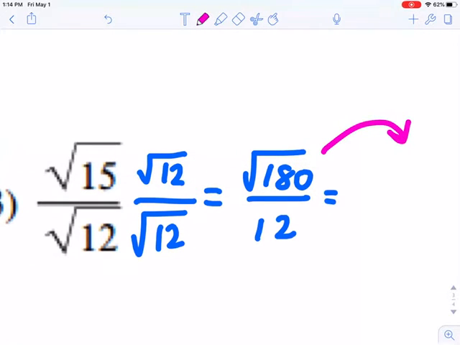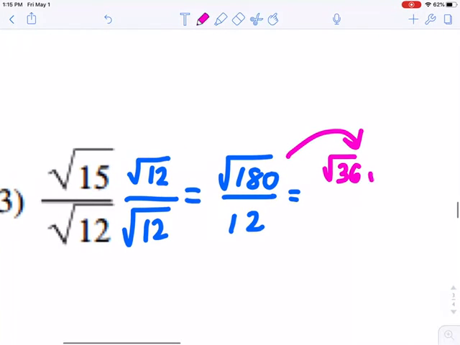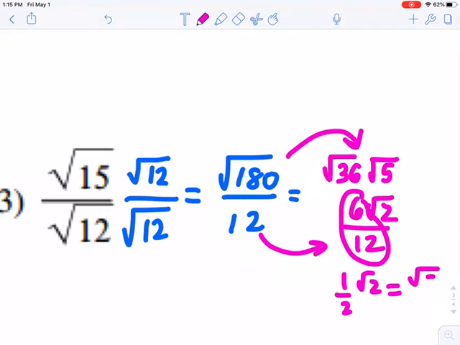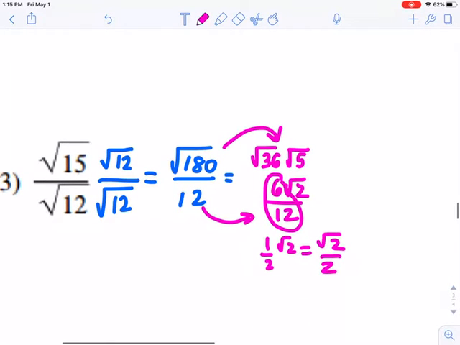All right, what's the largest square factor of 180? I know 90 is the largest factor, but we need a square factor. Let's see what happens if I do 180 divided by 36. Oh, great first try. Square root of 36, square root of 5, becomes 6 radical 5 over 12. That reduces to 1/2 radical 5, or half radical 5, and that's my answer. Okay?